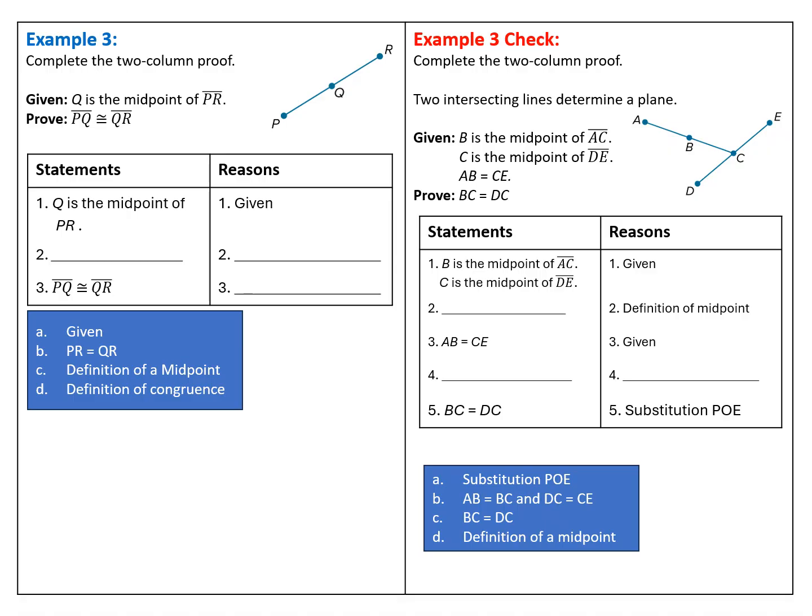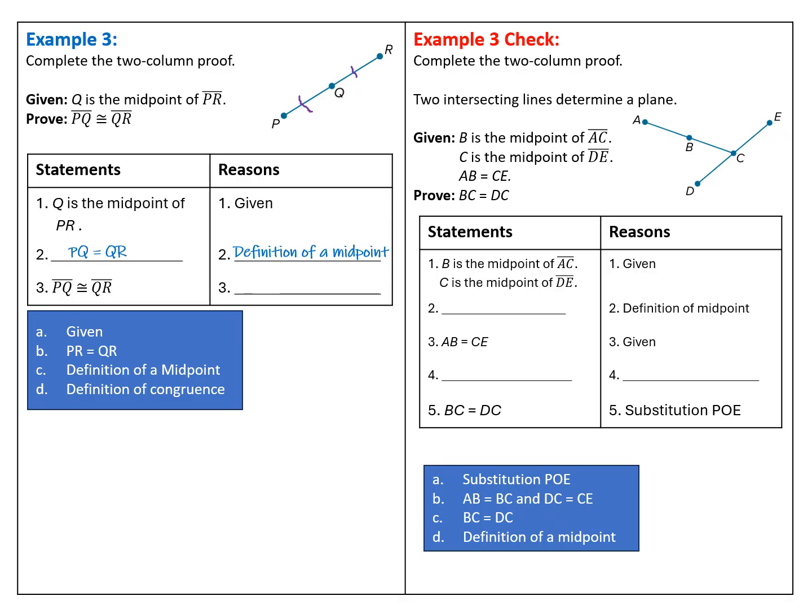What we learned earlier from the definition of a midpoint is that PQ is congruent to QR, or their lengths are equal. So PQ is equal to QR, and that's by the definition of a midpoint. We defined a midpoint, and it said that the two lengths would be equal.